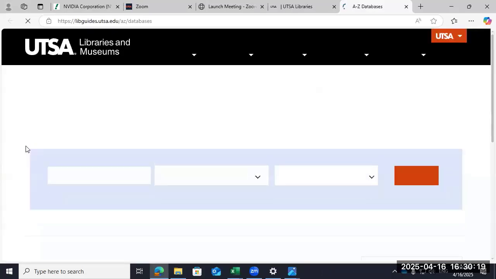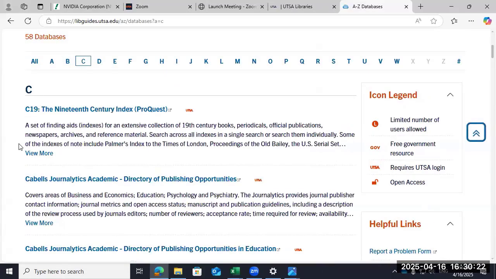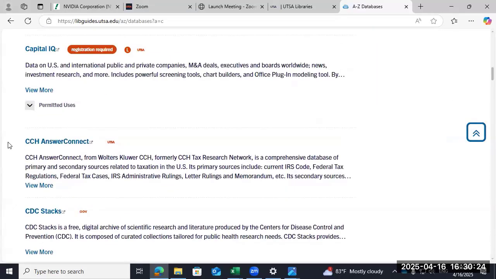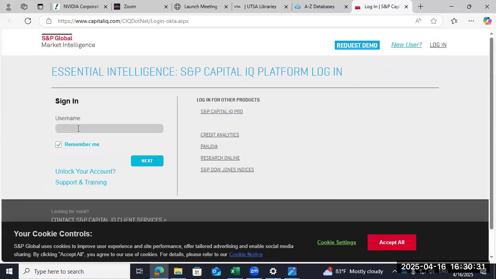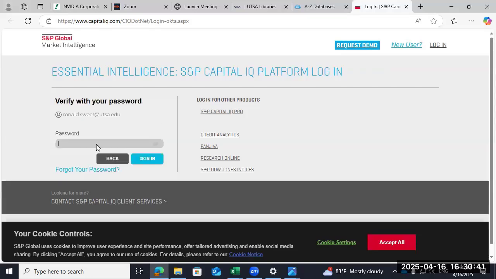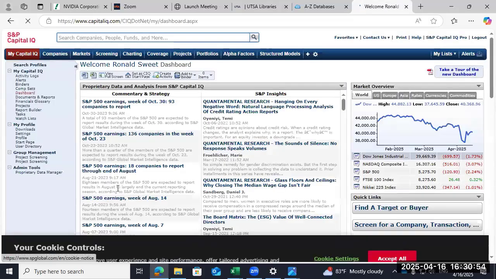So you go to databases. I may not be able to log in because I can't remember my login. Here's Capital IQ. You create an account. And when you create an account, as long as you log in with your UTSA account, what's the chances I remember my password is practically 0, but I'll try. Probably not going to work. Oh, wow.